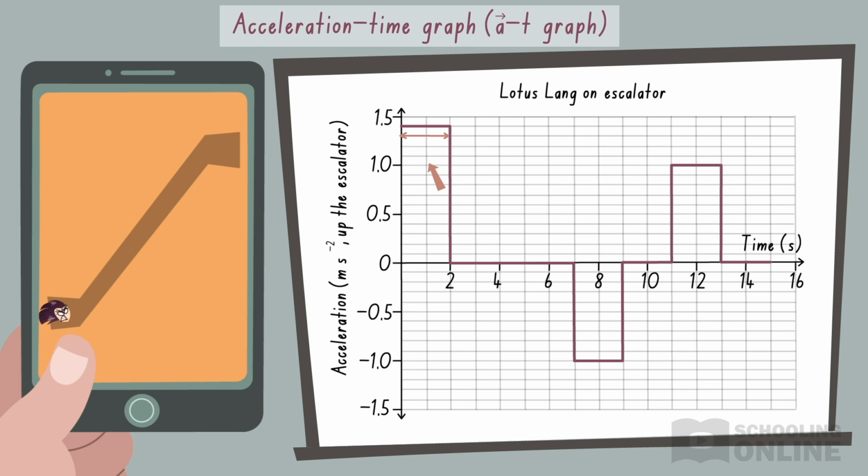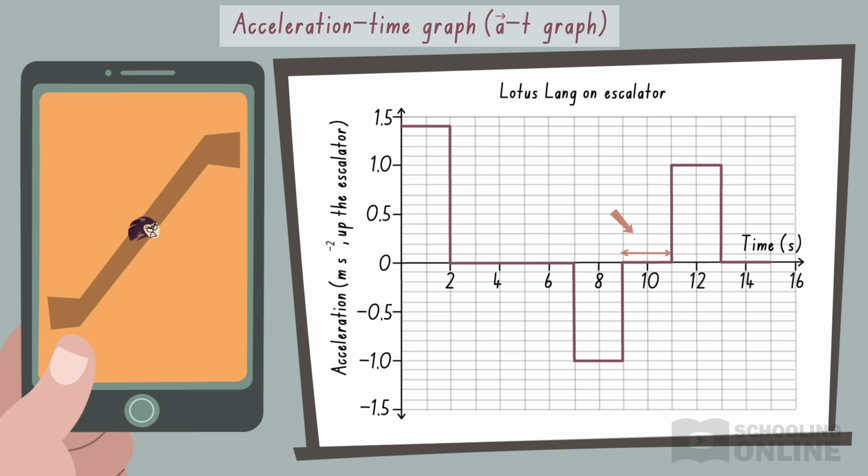Initially, Lotus accelerates quickly at 1.4 metres per second squared up the escalator. Her velocity increases when she boards the moving escalator, and it increases further when she runs. From 2 to 7 seconds, Lotus moves at a constant velocity up the escalator, which means that she doesn't accelerate. From 7 to 9 seconds, Lotus decelerates or slows down to avoid running into the other passengers.